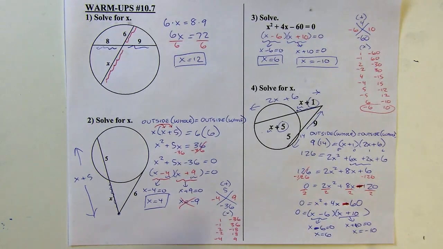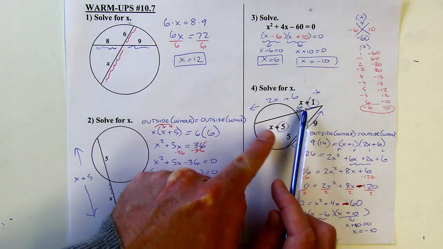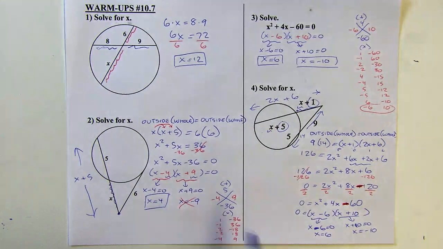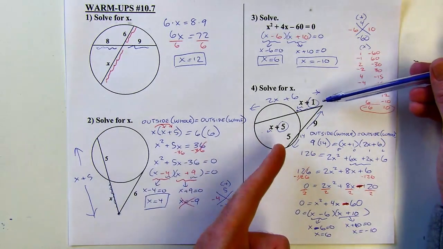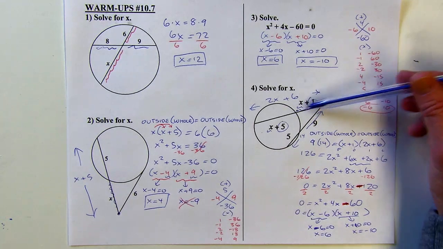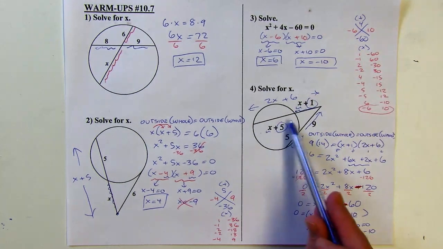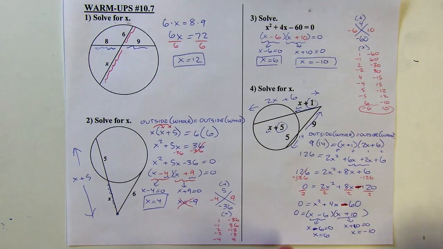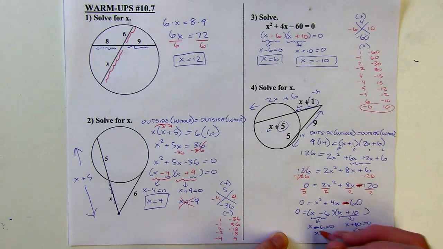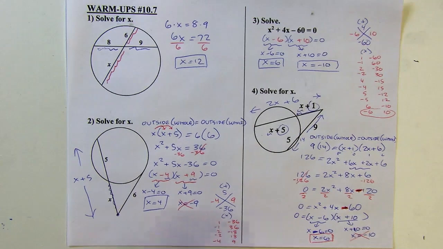Well, when you plug in 6 for x, both these segments are positive, so that works okay. But if x is -10, well then I have -10 plus 1, that would be -9. Well, I can't have a distance of -9. Same thing, you get -5 for this distance, that doesn't work either. So that means this answer is extraneous, and that means only x equals +6 is a legitimate answer there.